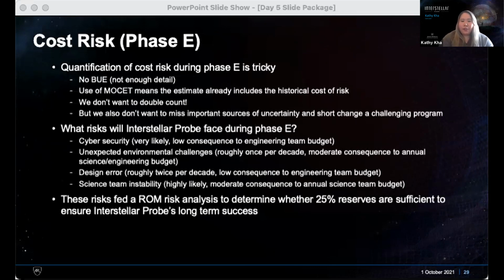All of these risks feed into a very, very rough risk analysis that we did on phase E to determine whether or not 25% reserves would be sufficient for Interstellar Probe. Next slide, please.